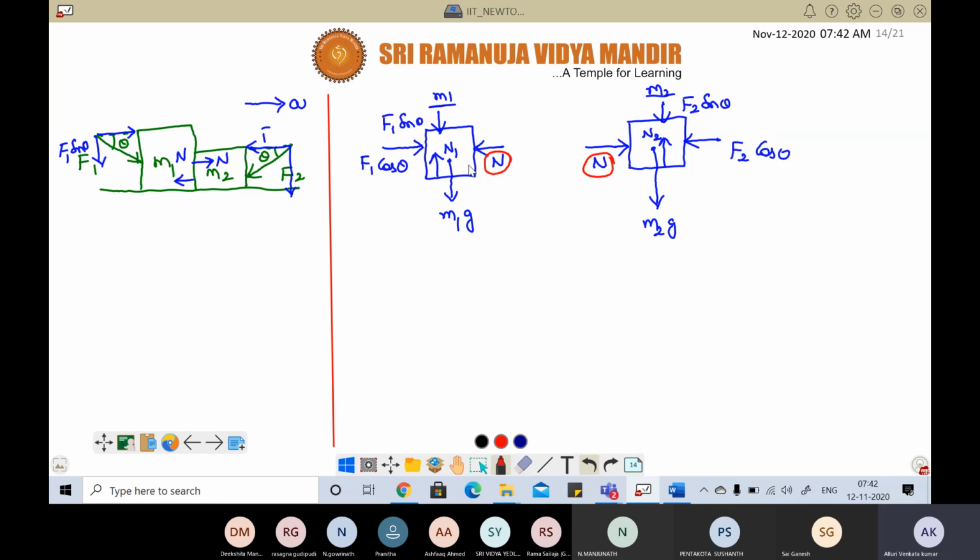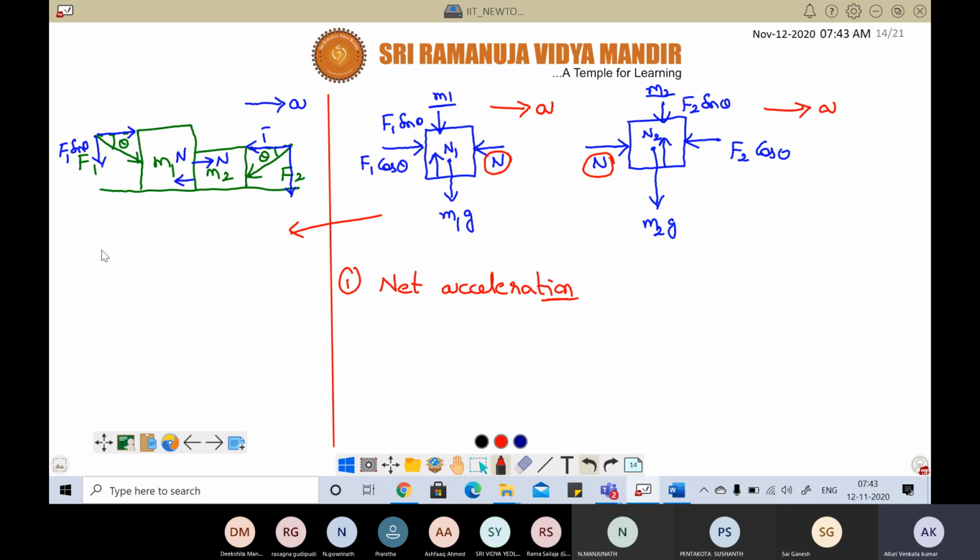To find this one, the first thing is you should always calculate the net acceleration, which you already calculated. Net acceleration means you'll write the free body diagram. You'll write the equation for this one. Suppose let us say here it is moving right side with acceleration A. This is also moving with acceleration A. So what is the equation for this one?